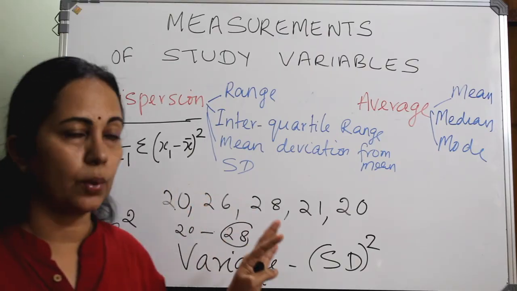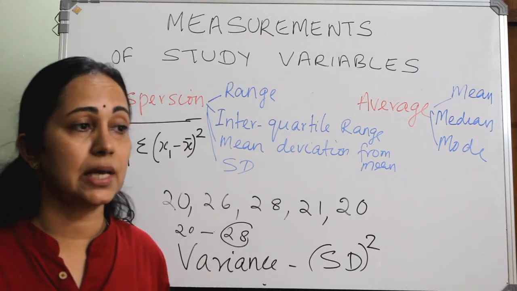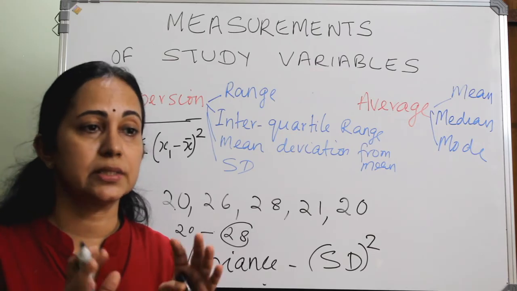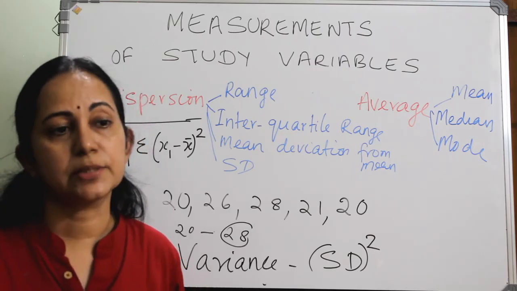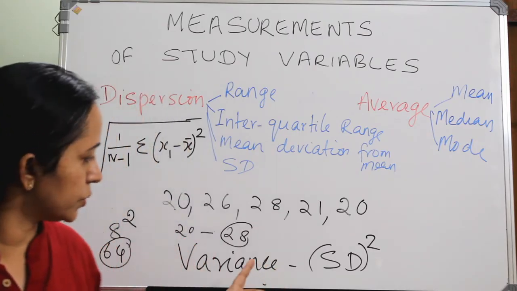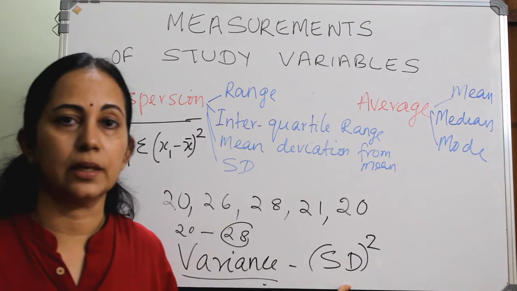So this is the most commonly used measure of dispersion. Usually we express it as the arithmetic mean, or the mean plus or minus standard deviation. That is how we express the observation, mean plus or minus standard deviation. And also you have to remember the variance, which is the square of standard deviation.